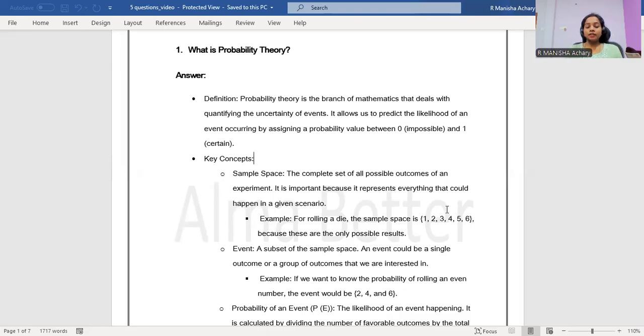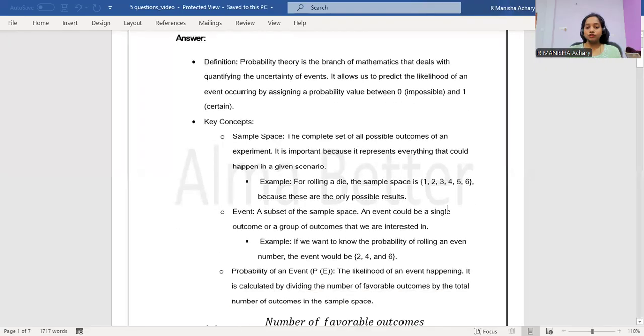And what is an event? An event is a subset of the sample space. An event could be a single outcome or a group of outcomes that we are interested in. Let's take an example. If we want to know the probability of rolling an even number, the event would be 2, 4, and 6. The three possibilities only.